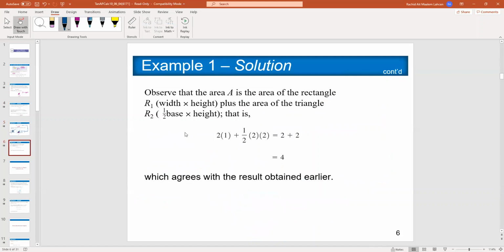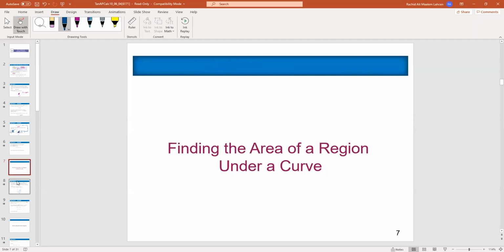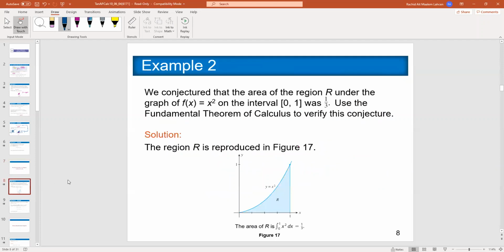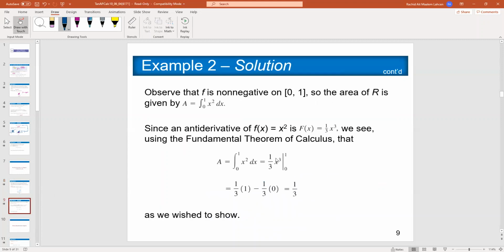So observe, of course, that's what I mentioned. If we have another example with x squared, and we integrate this from 0 to 1, you see it's all above the x-axis, it's all positive, so that integration is going to give us the region R, which is under the curve.